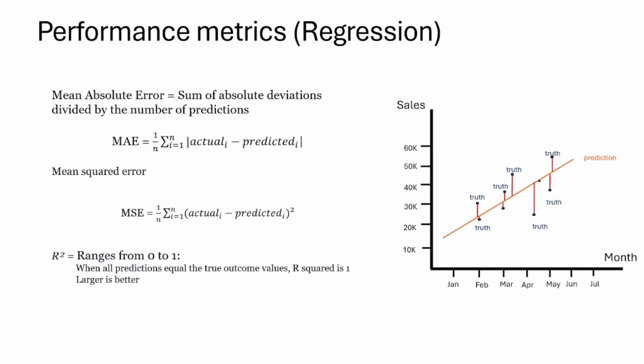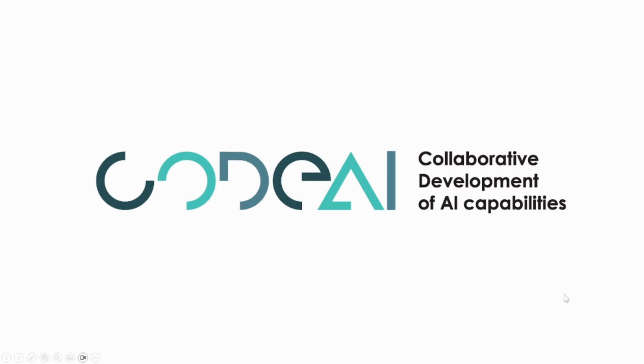And that's how we evaluate machine learning regression models in a nutshell. We check how big the errors are and how well the model fits the data. This helps us improve the model and make better predictions for your business.